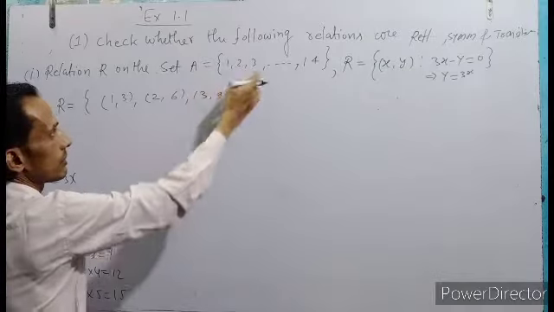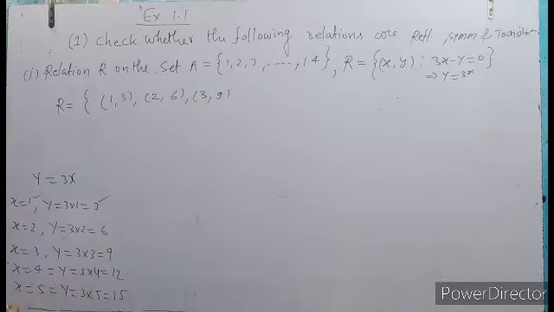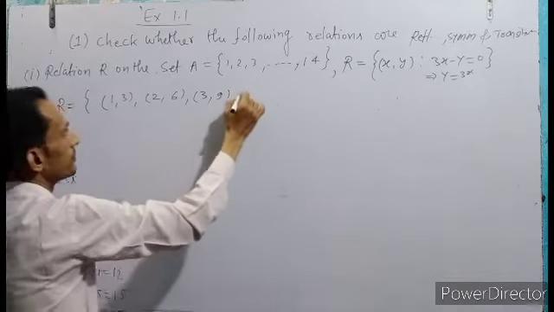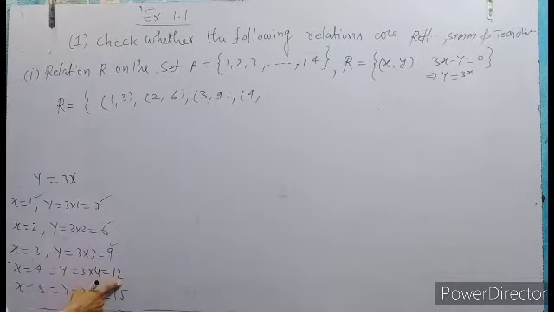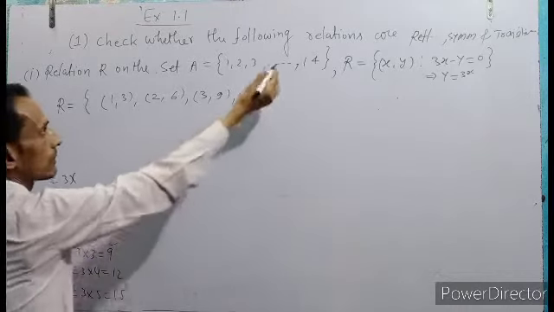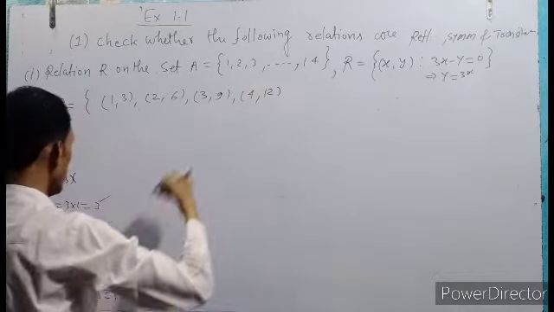9 also, 3 also can lie in the set A. That is also lie. Now if we take x equal to 4, so what is the value of y? You can say 12. So 12 also lies in the set A. That is also a relation.